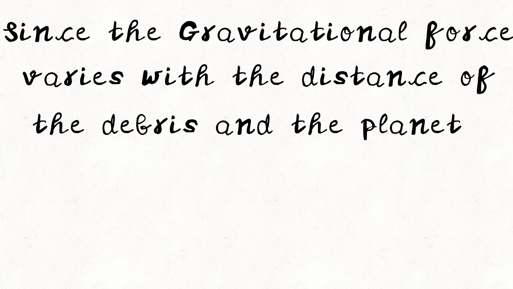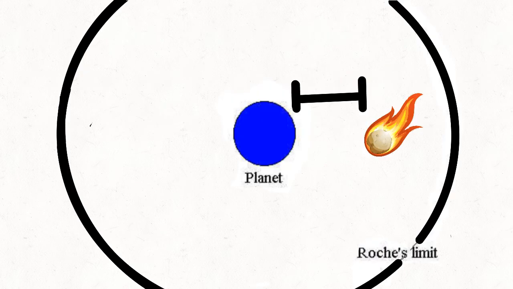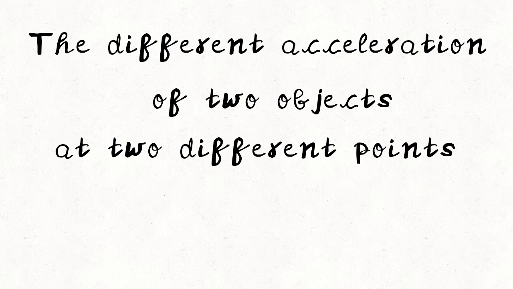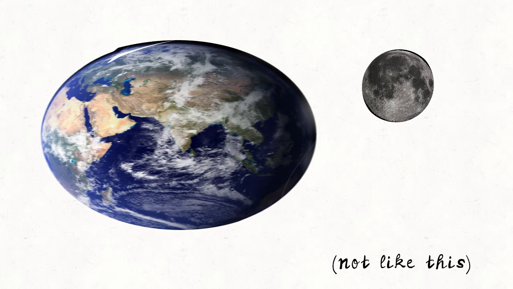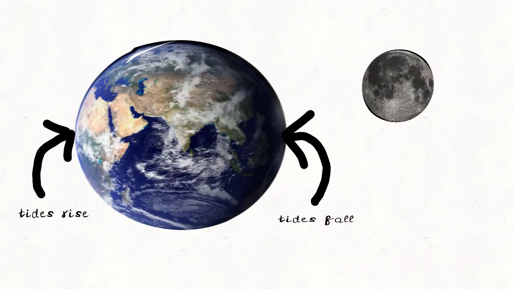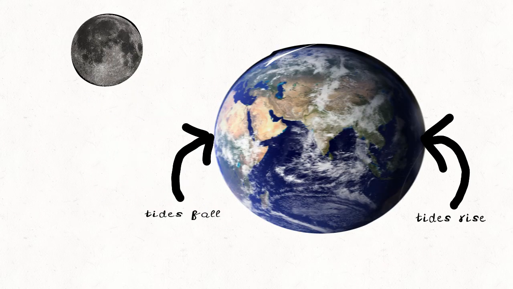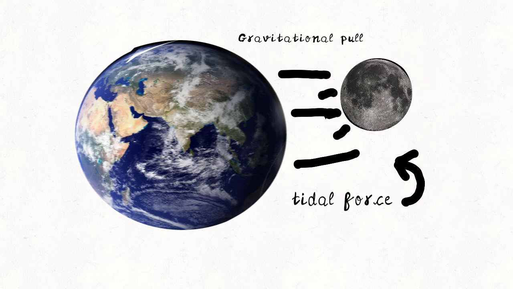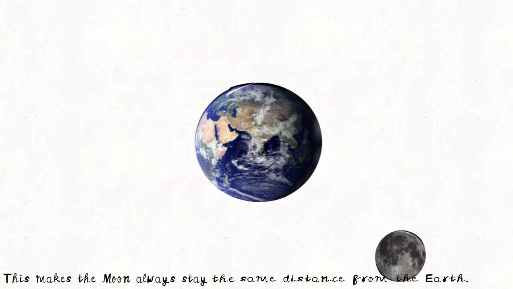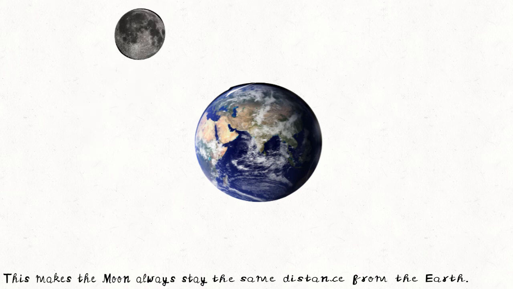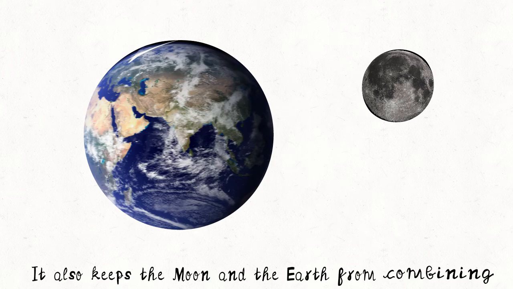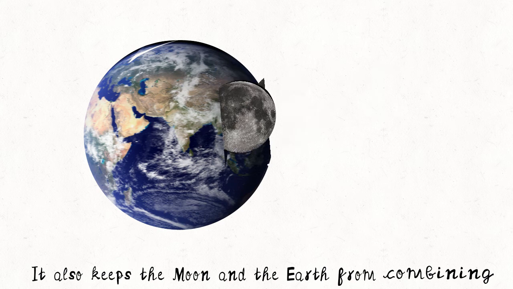Since gravitational force varies with the distance of the debris from the planet, the different acceleration of two objects at two different points creates a tidal force that has a stretching-like effect on objects near it. For example, the moon causes the tides on Earth to rise and fall on the opposite side of Earth. When this so-called tidal force becomes large enough, it withstands the gravitational force trying to bring two objects together. So basically, it stops the moon from getting larger by keeping away all of those particles that are trying to form into one big object.